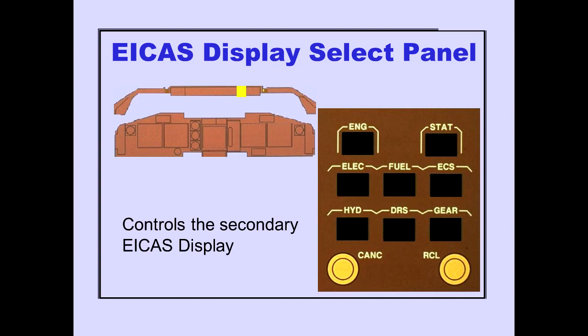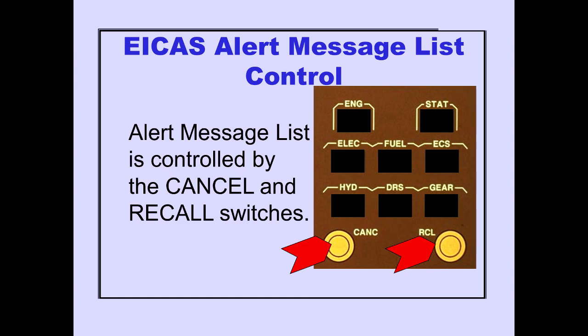Several displays can be selected for the secondary EICAS display. These displays are selected using the EICAS Display Select panel on the glare shield. The EICAS alert message list is controlled by the cancel and recall switches.